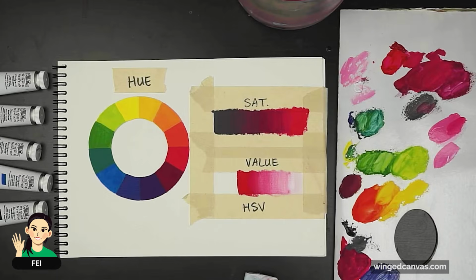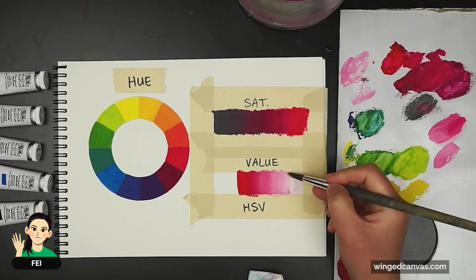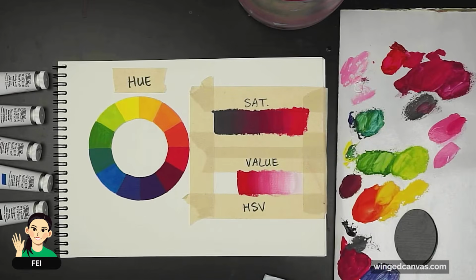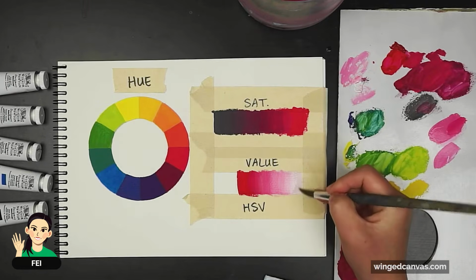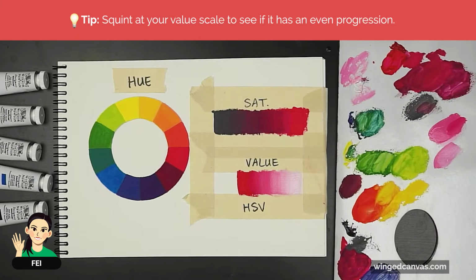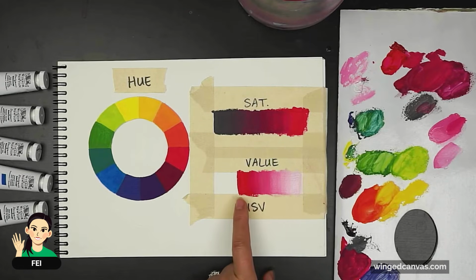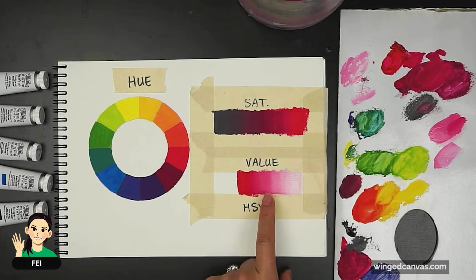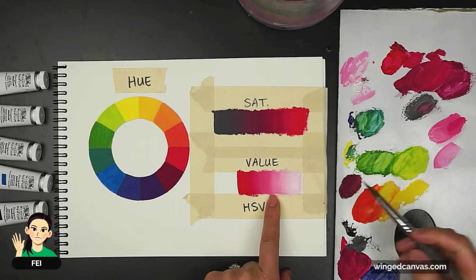And sometimes your brush collects water when you wash it, and sometimes that water will just come out unexpectedly and mess up your plan. As long as when you squint, it looks like a very even progression. I can see when I squint that I see a very big change here. So then I know I need to blend this part a little bit better.